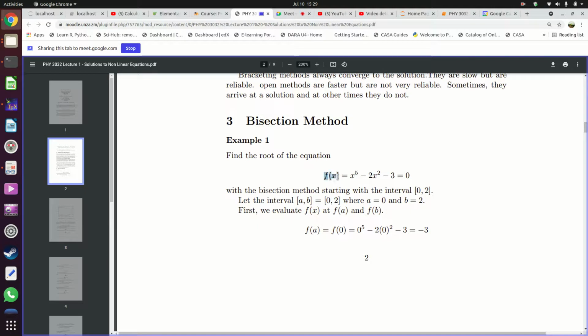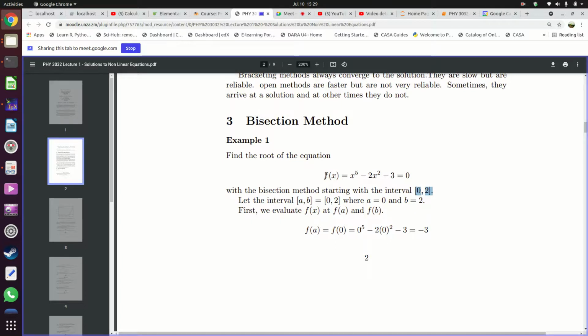This f of x equals x to the power 5 minus 2x squared minus 3 equals 0. So this is the equation which we have. Then we want to use the bisection method, starting with the interval 0 and 2.